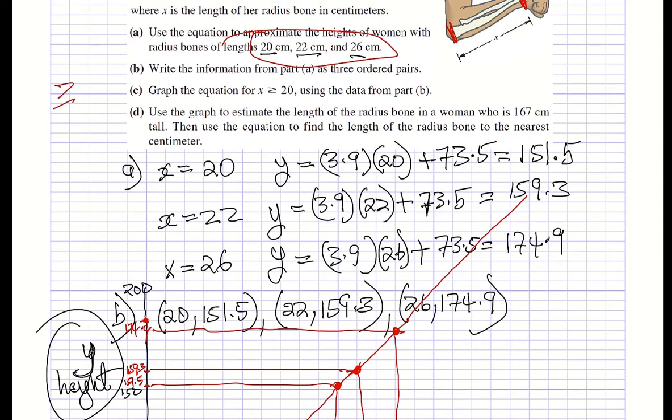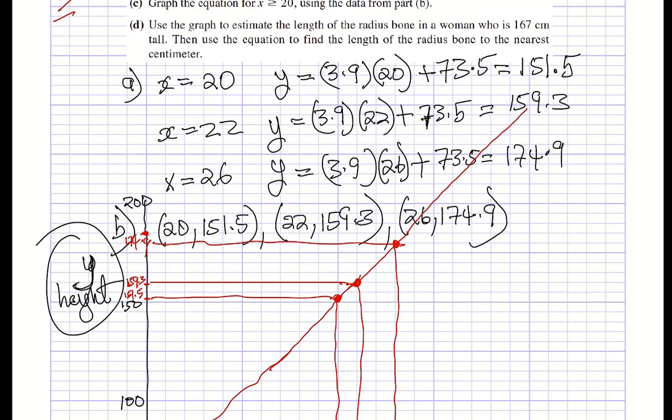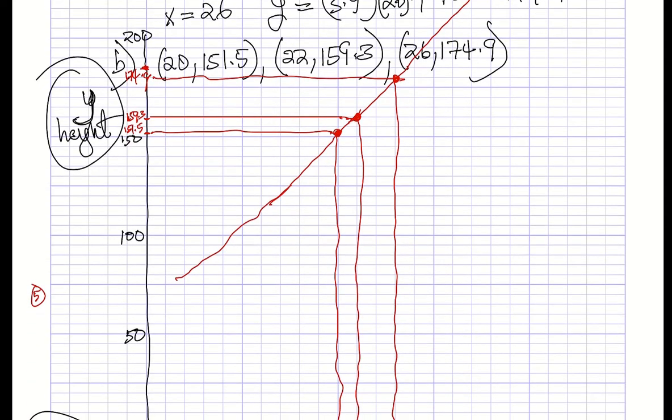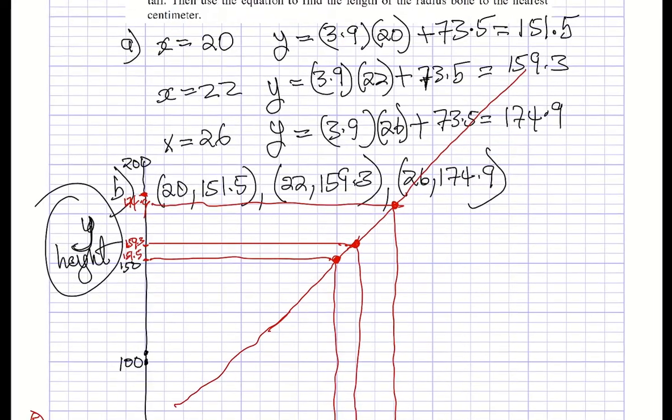And Y is the height of the woman, okay? So what did I ask you to do? Use the graph to estimate the length of the radius bone in a woman who is 167 centimeters. Where is 167 centimeters? Each unit here is 5. Between here and here is 5, okay? That's what I'm saying. What do they say? 167.